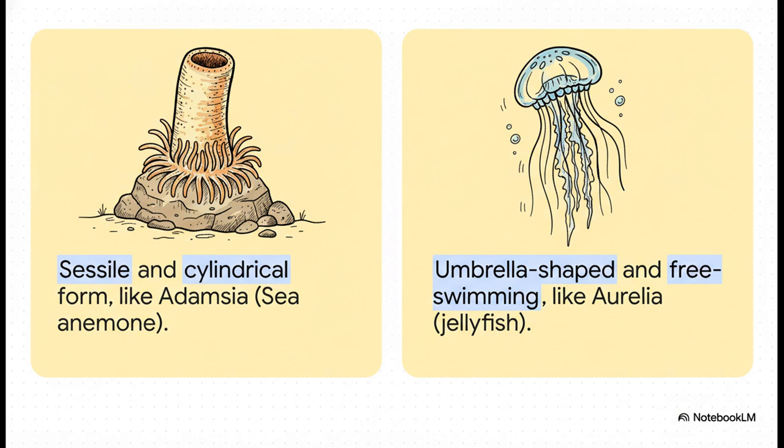And this just lays it out perfectly. You've got two totally different lifestyles in this one group. You have the polyp form, which is stationary and cylindrical, just like a sea anemone. And then you have the medusa form, which is free-swimming and umbrella-shaped, like your classic jellyfish. Some species even get to be both, alternating between these two forms during their life cycle.